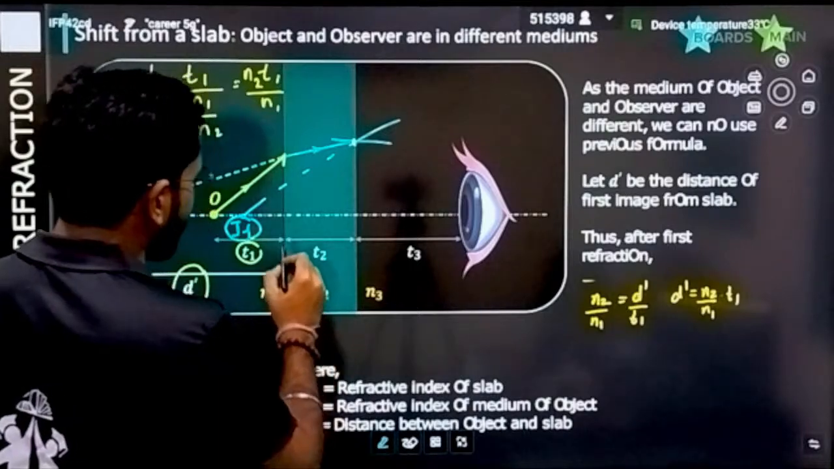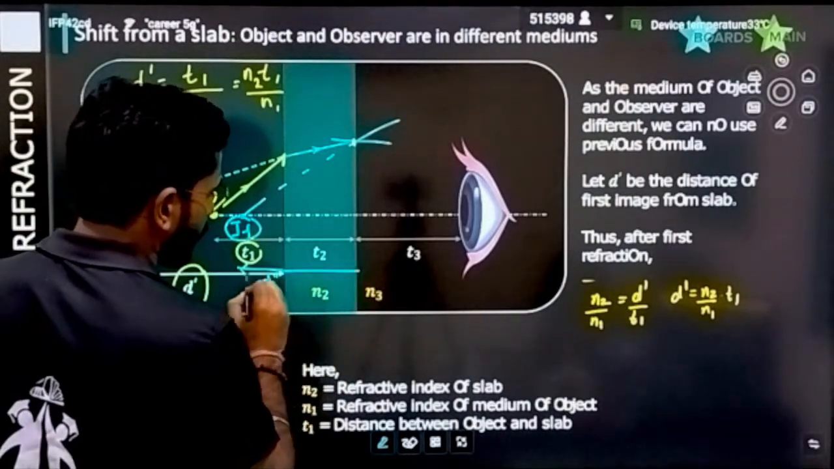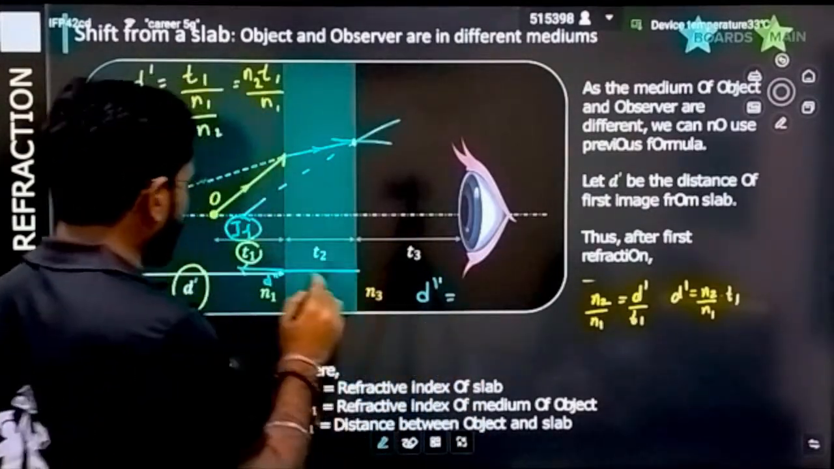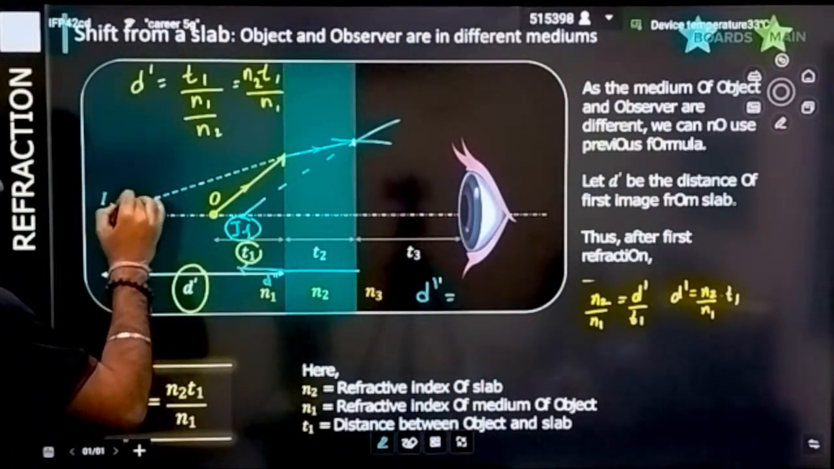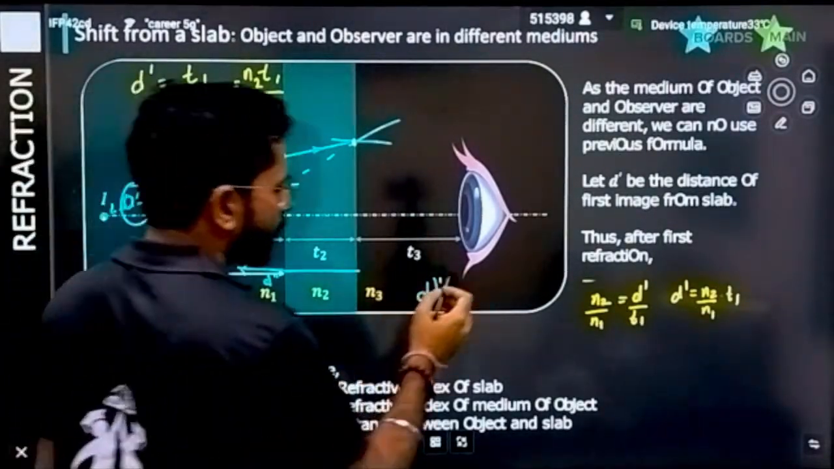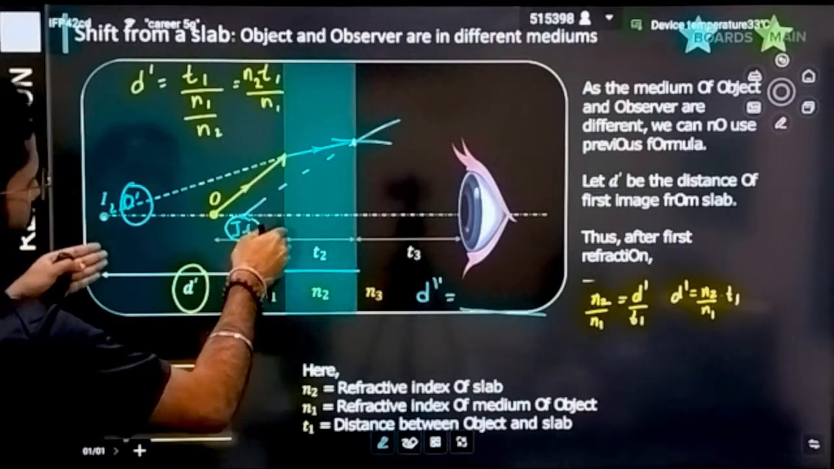Okay, so if I have to write this distance, the new apparent depth d dash, actually it will be calculated from here. So how will I write d double dash? Now can you say this image will now behave like an object for the second phenomenon? This is what we are going to do. So tell me, what is the actual depth? This complete distance, how much have you written?